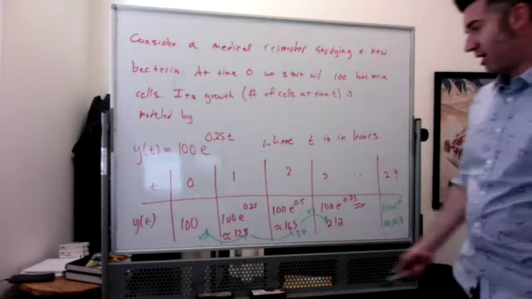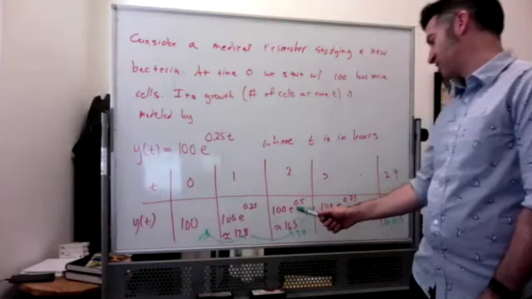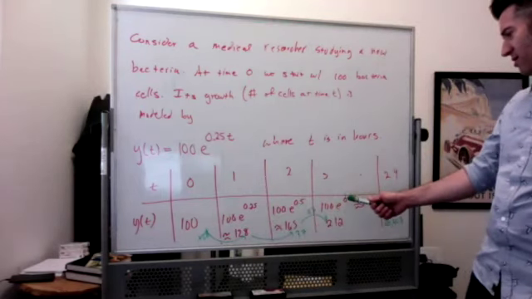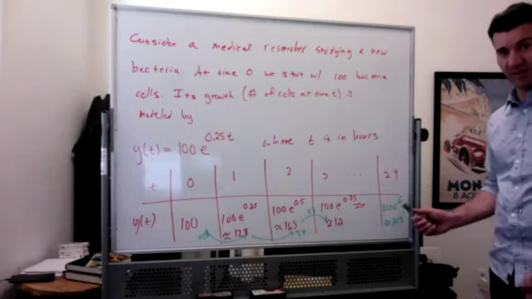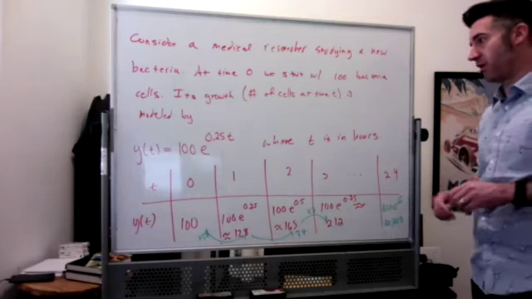So after an hour, it's 128, after 2 hours, 165, after 3 hours, 212, and then from 3 hours to 24 hours, we get to 40,000. So there's a lot, right? Things are getting bigger much faster.